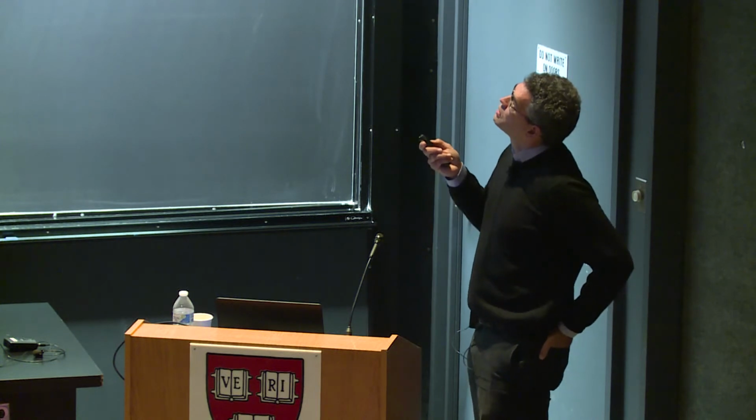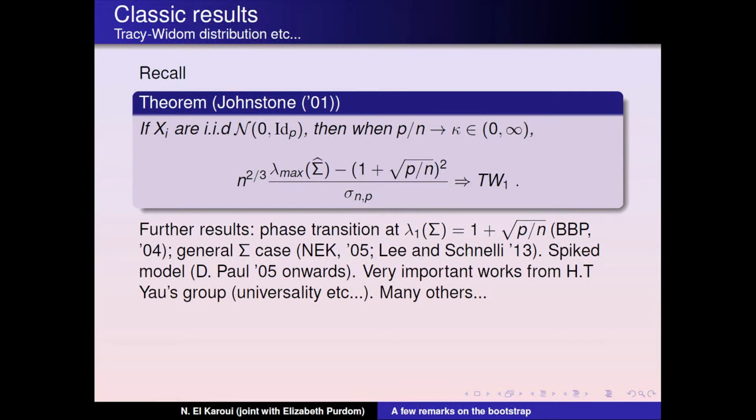So as you may know, there's an old result of Johnstone building on work of Johansson and Baik, Deift and all this, that says that the top eigenvalue of a covariance matrix in the identity case is Tracy-Widom distributed with scale n to the 2/3. Okay, there's a beautiful result known as a phase transition due to Baik, Ben Arous and Péché that says that if your top eigenvalue is sufficiently large, so 1 plus square root of P over n, then actually the fluctuation is Gaussian, the scaling is square root of n, and so on.